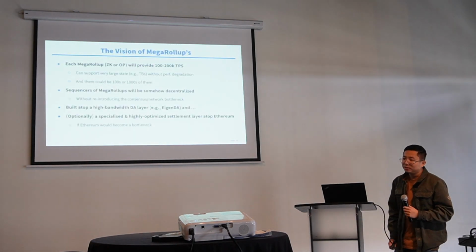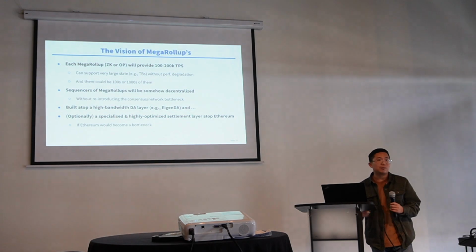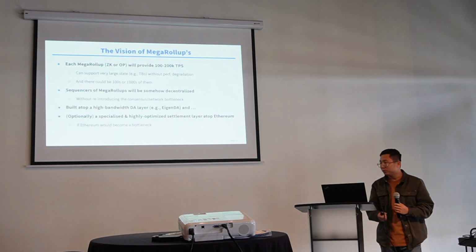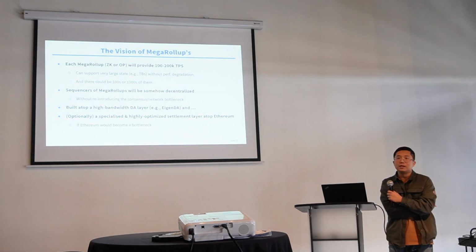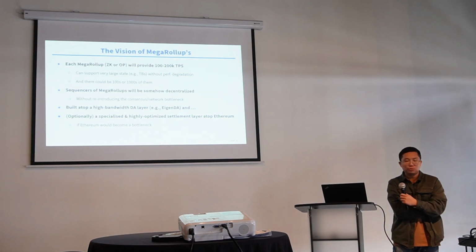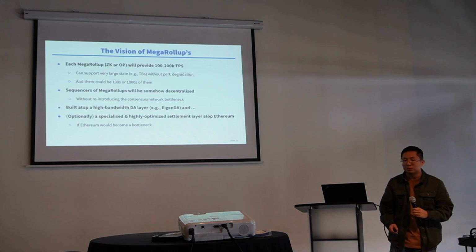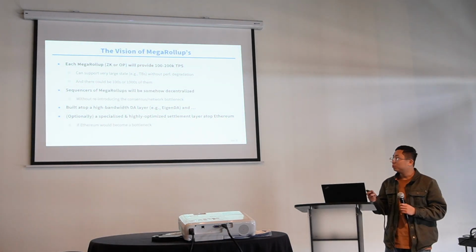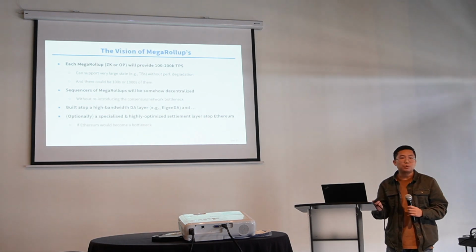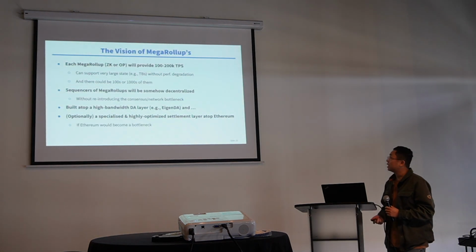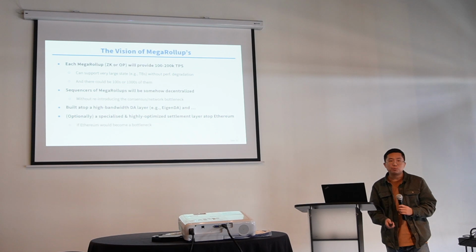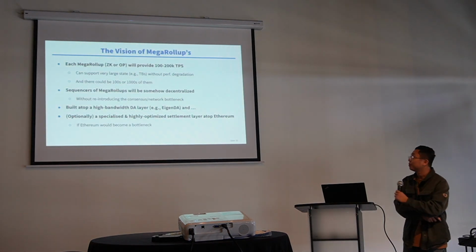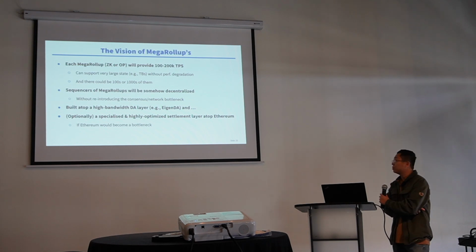So this is our vision for future high-performance L2s, and we call them mega rollups. And sorry, I'm being a little bit sloppy in the use of terms here, so feel free to replace rollup with validium, L2, optimium, or any term as you see fit. Our vision is that each mega rollup will be able to support 100 to 200,000 transactions per second in the future, and they can support very large state, like terabytes of state, without performance degradation. And there could be hundreds or thousands of them.